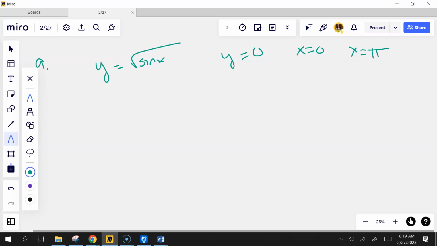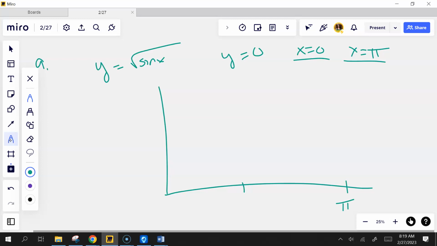Okay, so the first thing I notice is that I'm going from x equals 0 to x equals pi, right? So I'm just going to make this pi. And when I graph it on the calculator, I do see it going, this is half pi. It looks like it goes up to 1. It does something like this. In this interval anyway. Are we all okay there? And this is y equals square root of sine x.